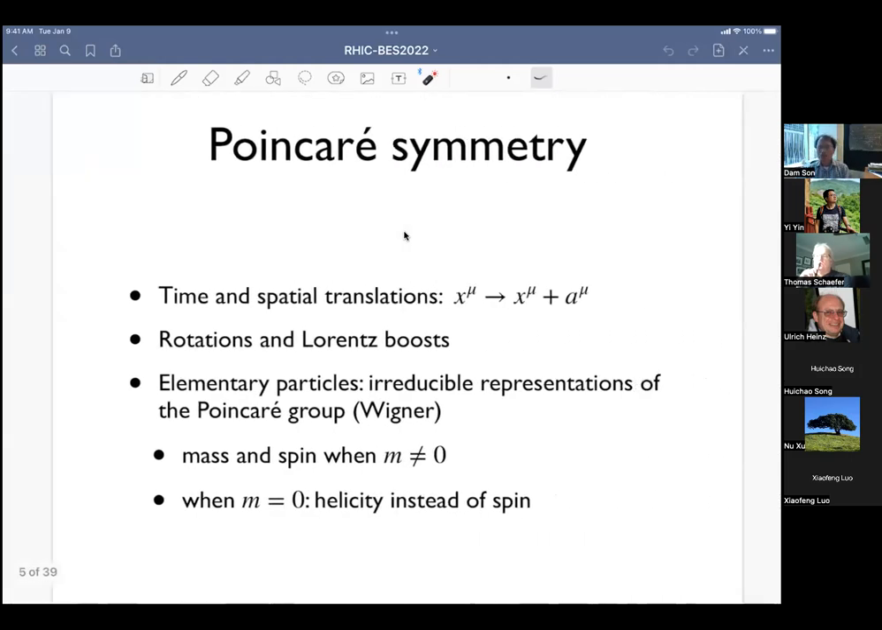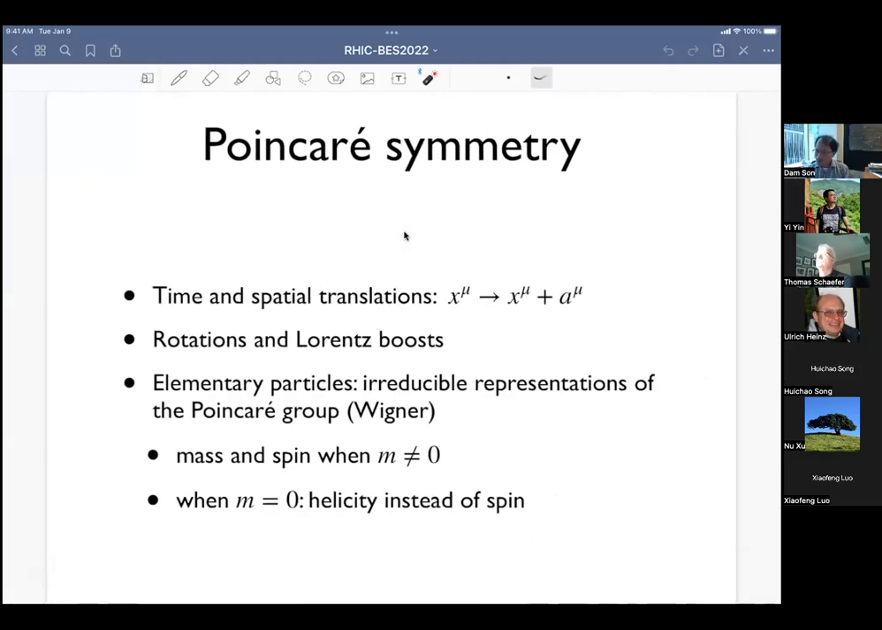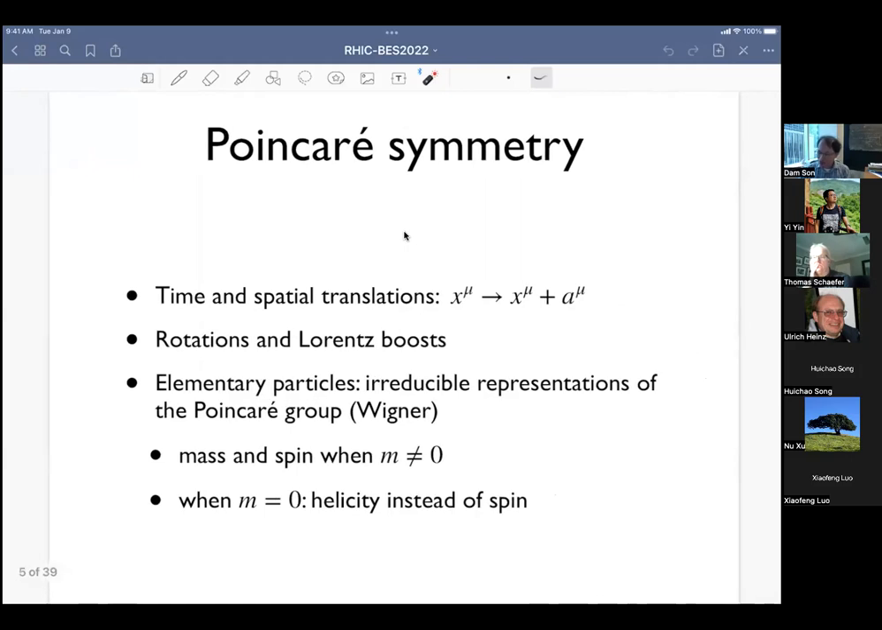The Poincaré symmetry is a symmetry of Minkowski space-time. It consists of time and spatial translations, rotations, and Lorentz boosts, and the elementary particles can be classified using the representation theory of the Poincaré symmetry. This representation is classified by the mass and the spin of the particle when the mass of the particle is non-zero, and when the mass of the particle is zero, just from the property of the Poincaré group, we know that the particle has helicity instead of spin.